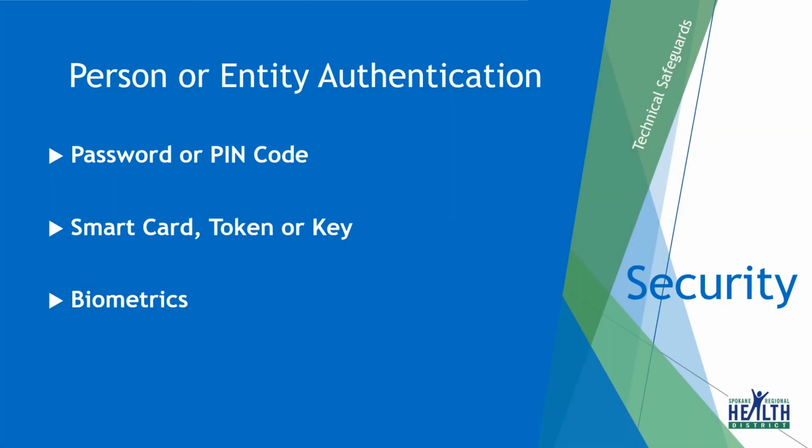This standard requires SRHD to implement procedures to ensure that a person is in fact who they claim to be before allowing access. A covered entity may require a password or PIN code, or require a smart card, token, or key, or require biometrics, such as fingerprints, voice patterns, facial patterns, or iris patterns. At SRHD, users are required to use a password, PIN code, and where applicable, biometrics to authenticate their access.